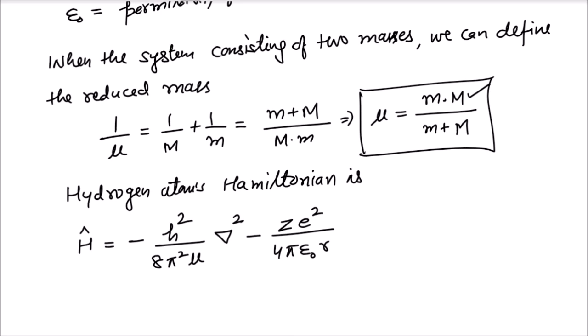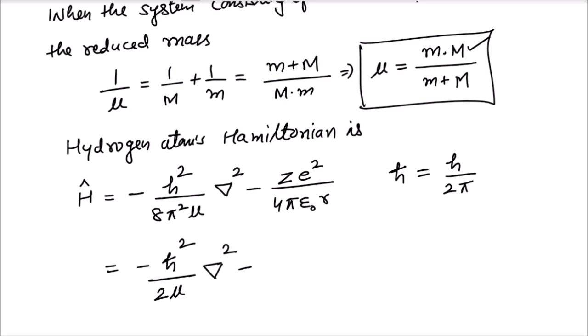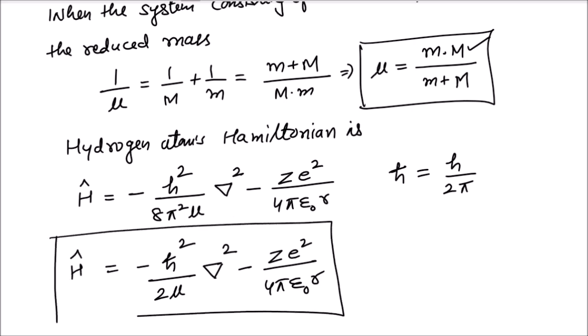Or you know, this h bar is equal to h upon 2 pi. So it can also be written as minus h bar square upon 2 mu Laplacian operator minus z e square upon 4 pi epsilon naught into r.